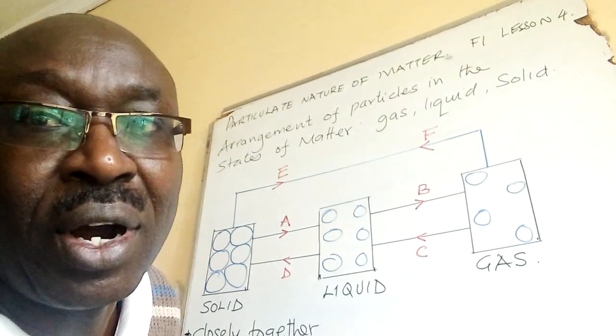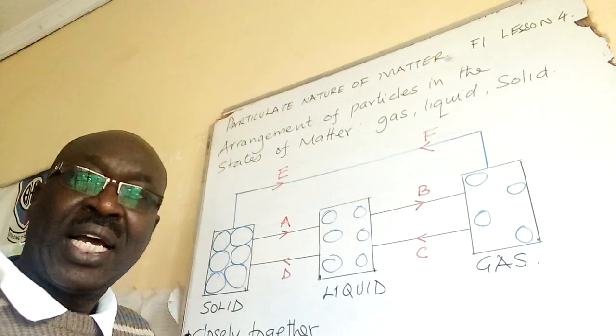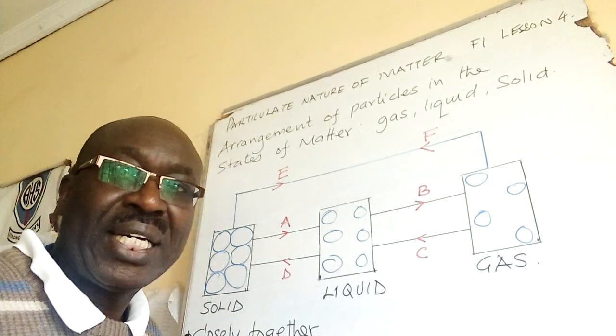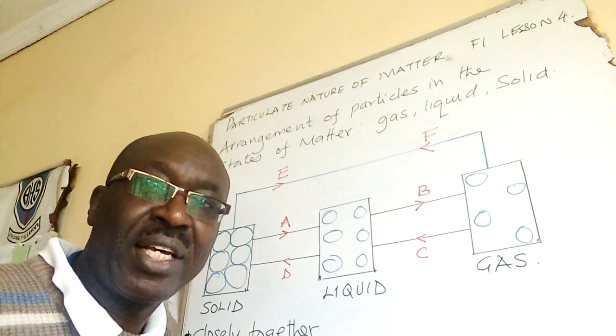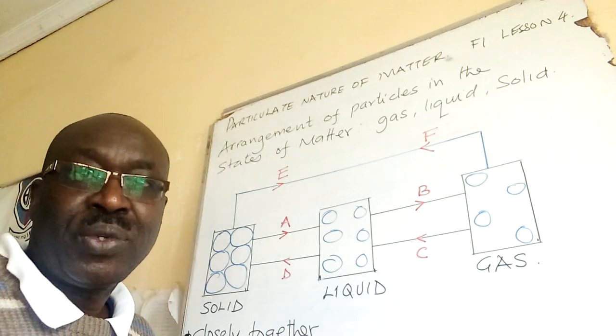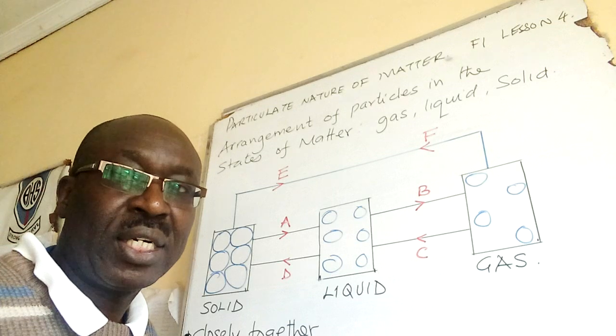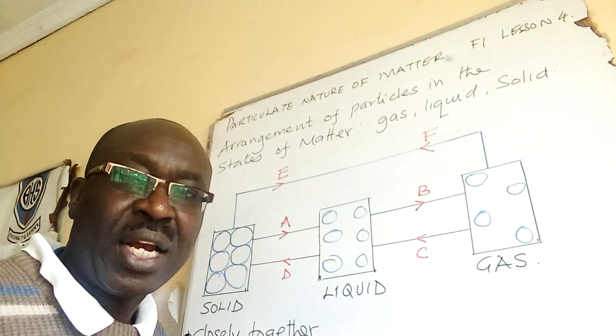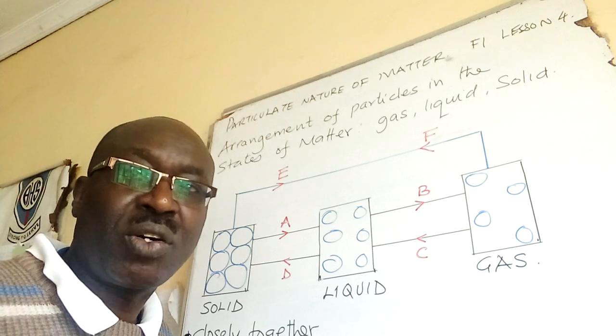Welcome to our physics lesson. This is Physics Form 1, Particulate Nature of Matter, Lesson 4. Today we are going to look at the three states of matter and the arrangement of particles in them.